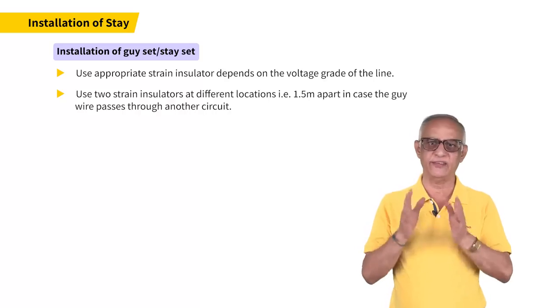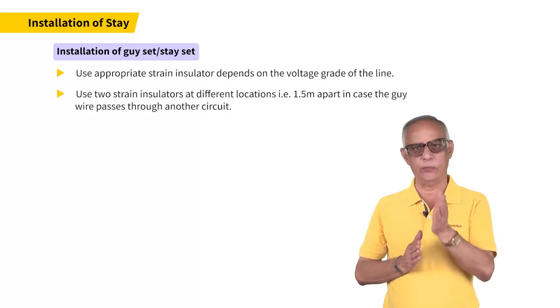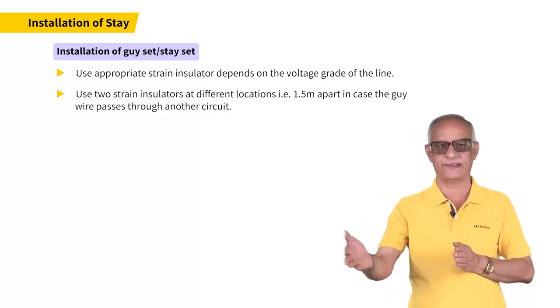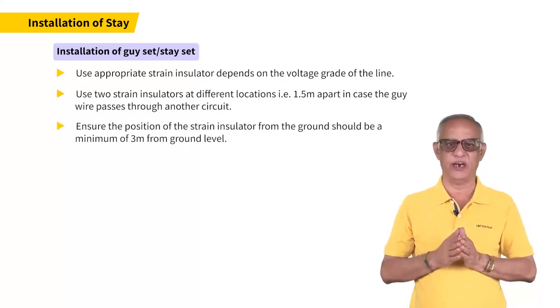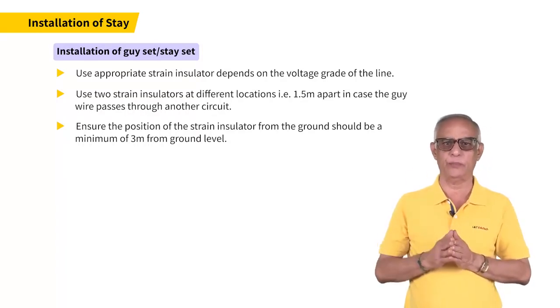Use two strain insulators at different locations, 1.5 meters apart, in case the guy wire passes through another circuit. Ensure the position of the strain insulator from the ground is a minimum of 3 meters from the ground level.